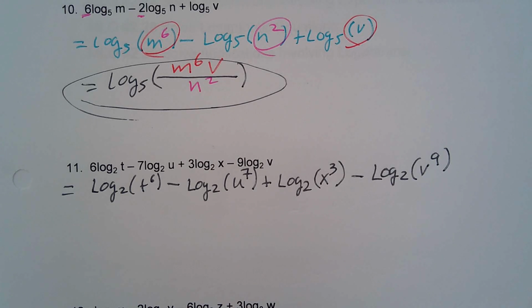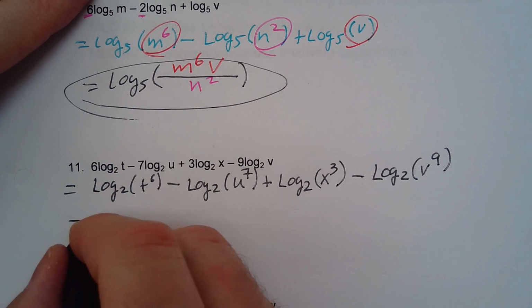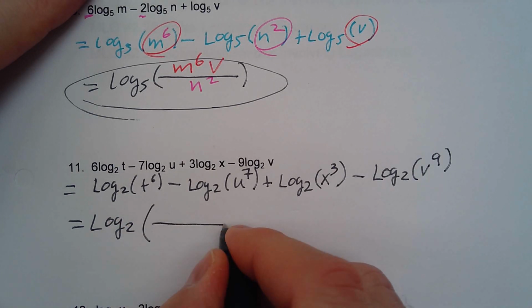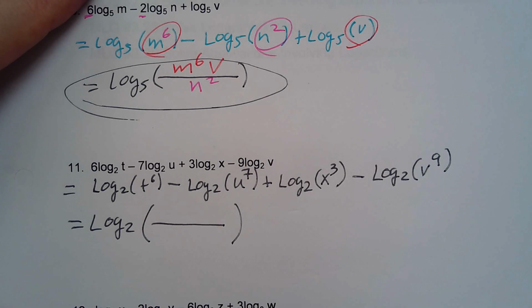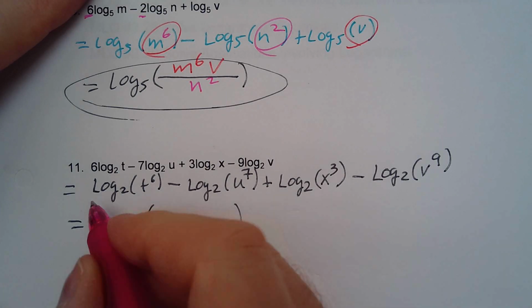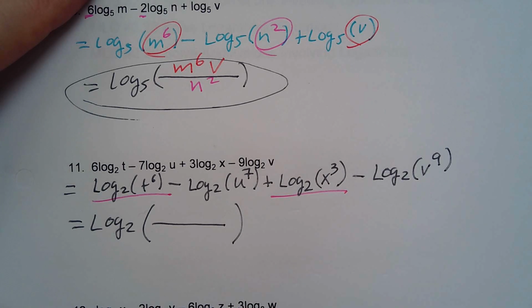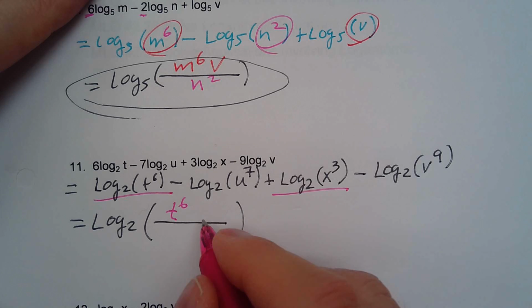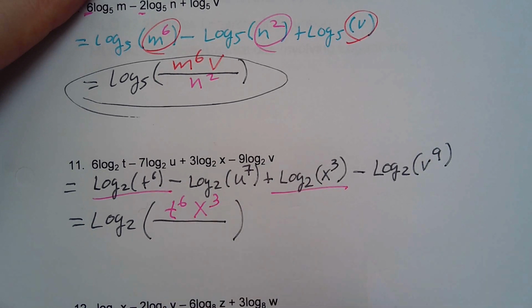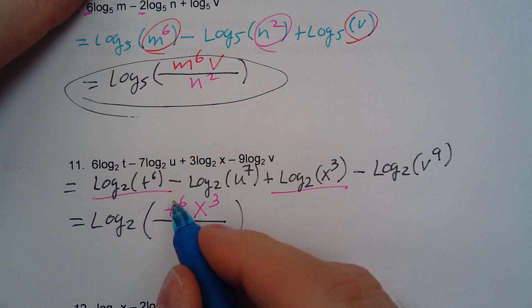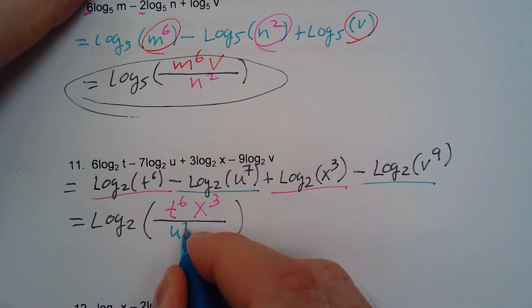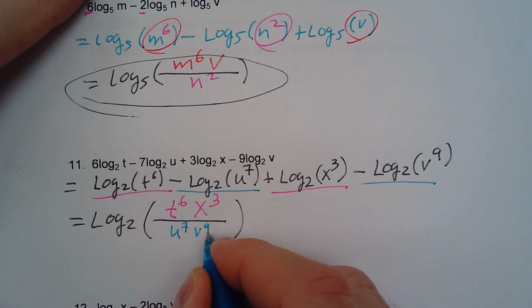Alright, so now let's put everything together. So let's see. This is positive, and this log is positive. So t to the 6, x to the third are going to go in the numerator. These folks here are negative logs, so those factors, u to the 7th, v to the 9th, will go in the denominator.